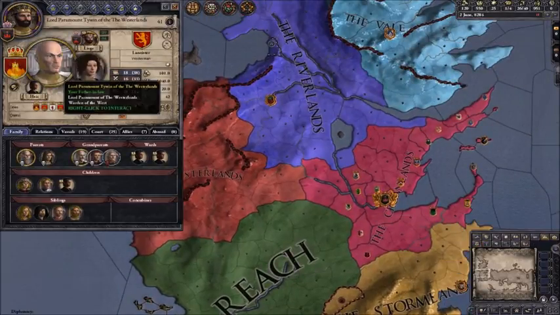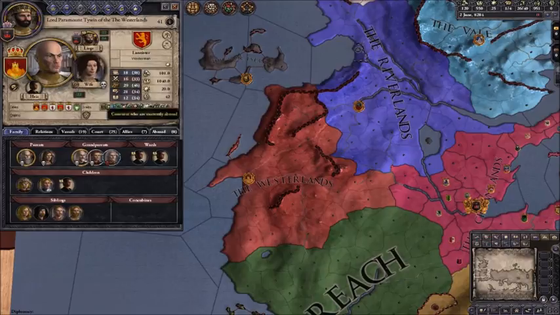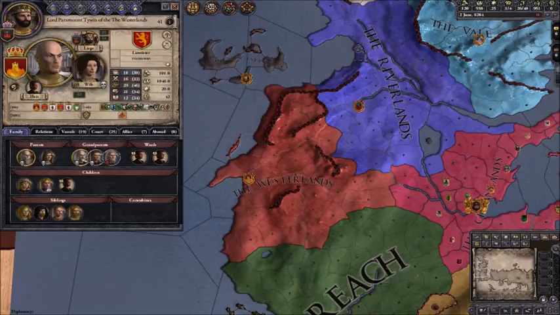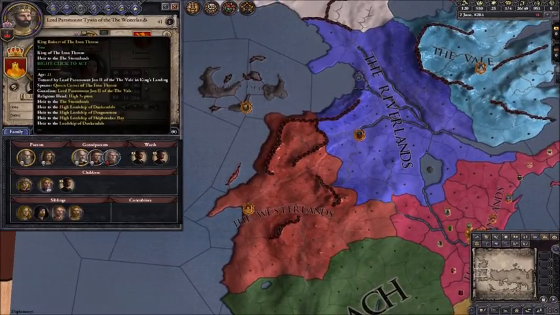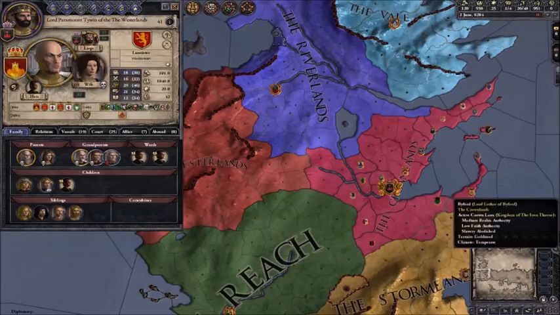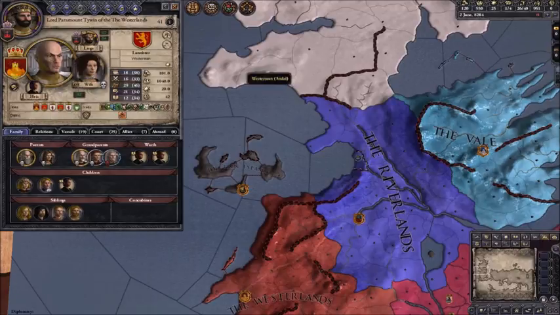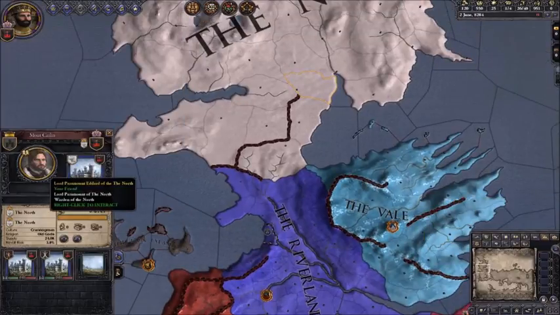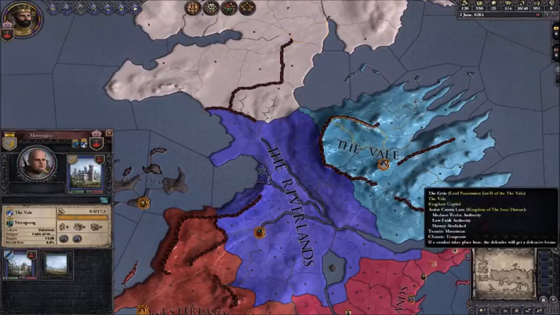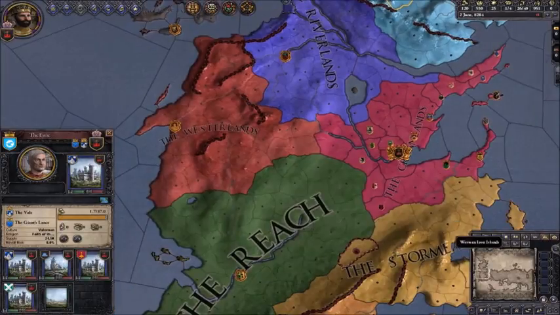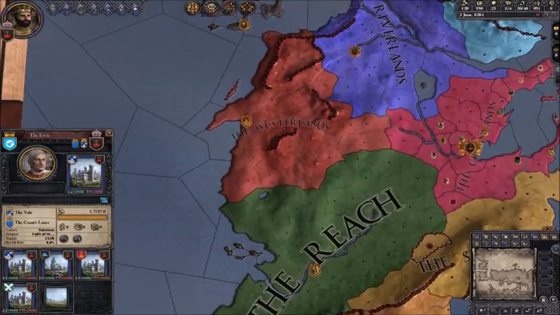So they are instead called Lord Paramounts. Ned Stark is Lord Paramount of the North. Jon Arryn is Lord Paramount of the Vale, etc. There are two exceptions to this. They don't call that in the game. I believe that the Greyjoys are called Lord Reaper of Pike, but they're basically Lord Paramounts. The big exception is the Prince of Dorne, who is just called a prince.